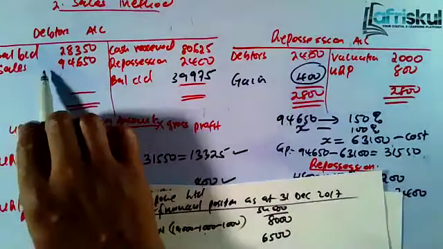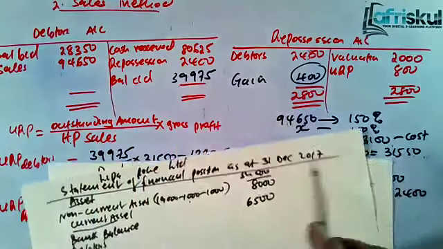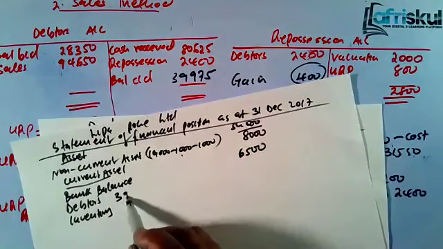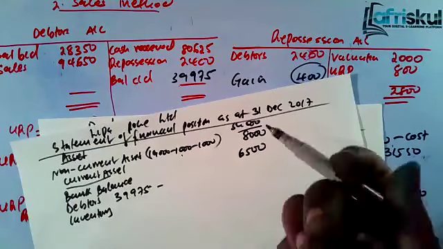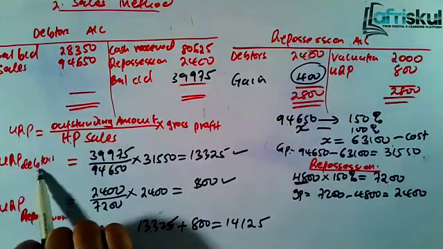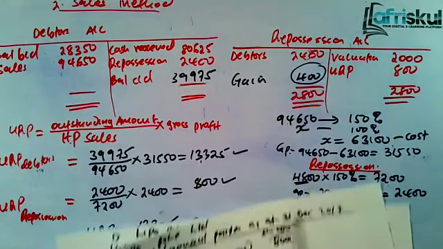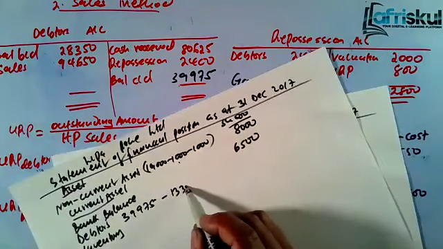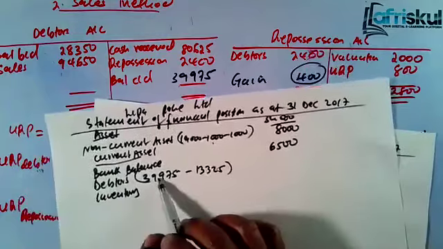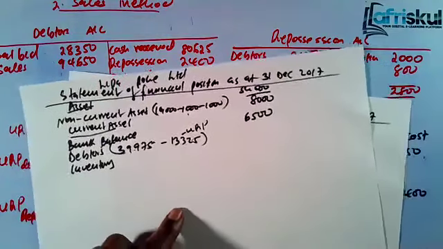you come from the debtors account. From the debtors account, you had the balance carried down of 39,975. You take 39,975, you minus, there was unrealized profit on debtors. This we found here. You deduct that, 13,325. You take the balance carried down, you raise the unrealized profit on debtors.